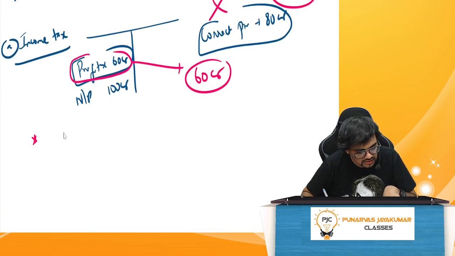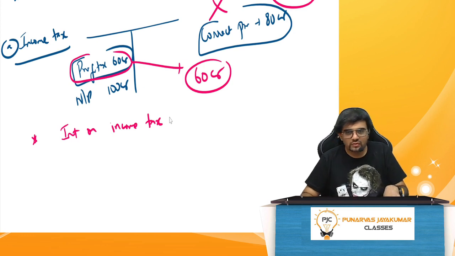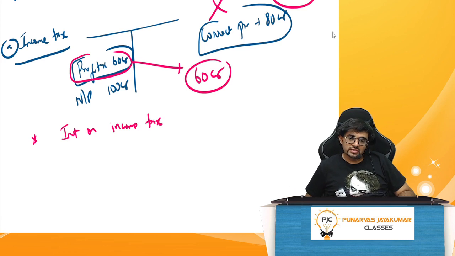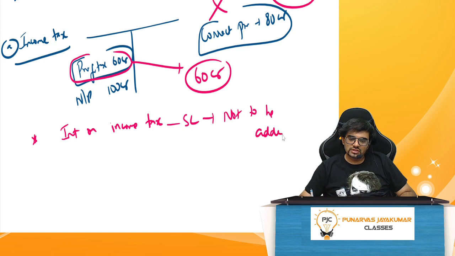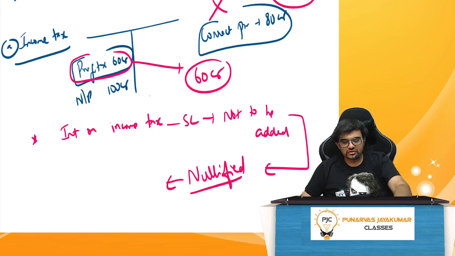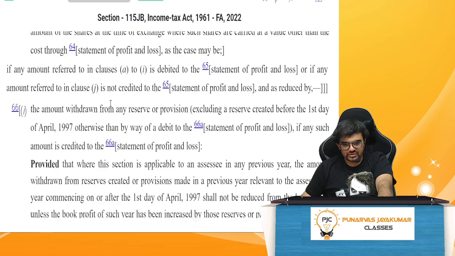Second part of the story is interest on income tax. Interest on income tax, what should I add or not add? Whatever interest I've paid on income tax, 234 ABC and all those things. Even if I debit it, it is penal in nature. So one Supreme Court decision said that interest on income tax is not to be added. This was not liked by the government, so this Supreme Court decision was nullified by insertion of Explanation 2.